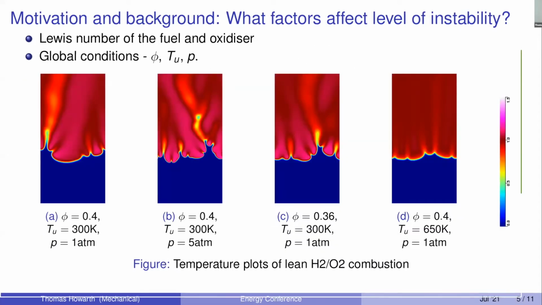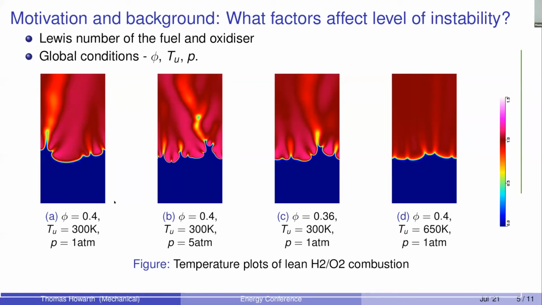So what factors affect this amount of instability? Obviously the Lewis number, as we've said: if the Lewis number is lower, we're going to have more instability. But also the global conditions. The fuel-to-air ratio, the equivalence ratio, phi in this case: the lower that is, generally the diffusion is dominated by the fuel diffusion, and you get stronger instability. Also, the temperature of the gases before they burn affects the level of instability, and the pressure of the combustor.